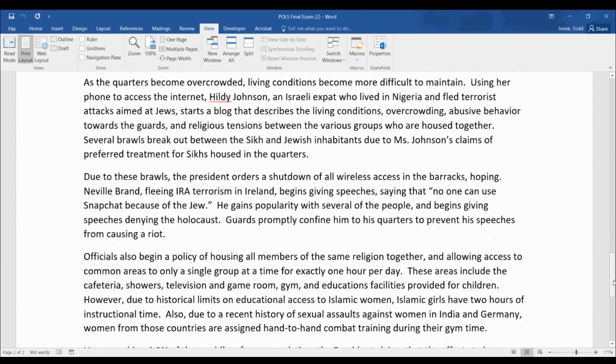As the quarters become overcrowded, living conditions become more difficult to maintain. Using her phone to access the internet, Hildy Johnson, an Israeli expatriate, expat is short for, who lived in Nigeria and fled terrorist attacks aimed at Jews, starts a blog that describes the living conditions, overcrowding, abusive behavior towards the guards, and religious tensions between the various groups who are housed together. Several brawls break out between the Sikh and Jewish inhabitants due to Ms. Johnson's claims of preferred treatment for Sikhs housed in the quarters.